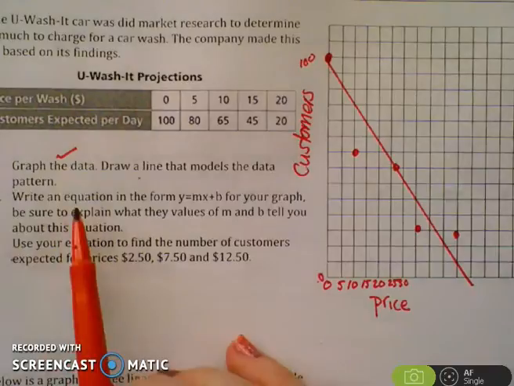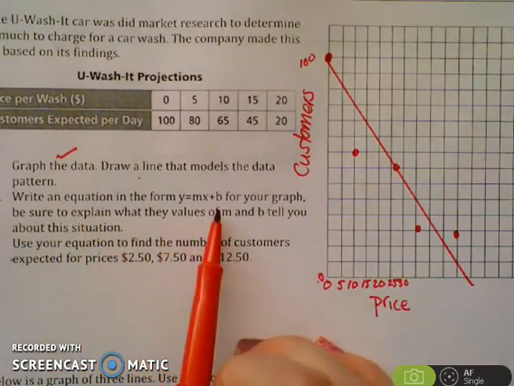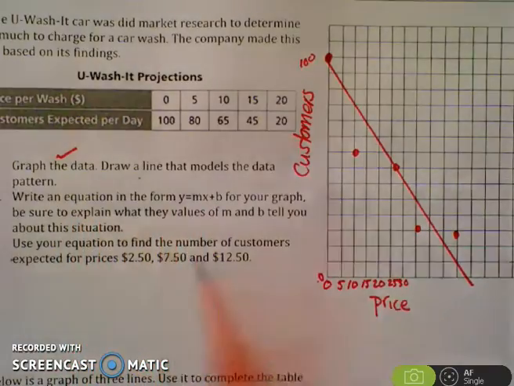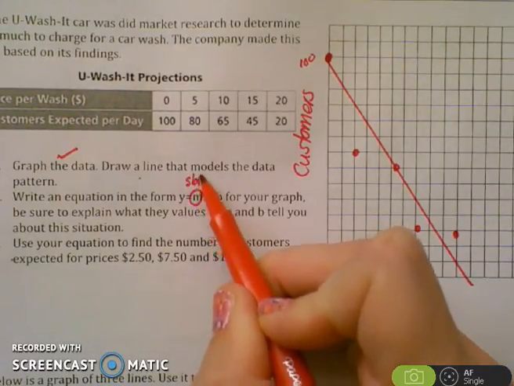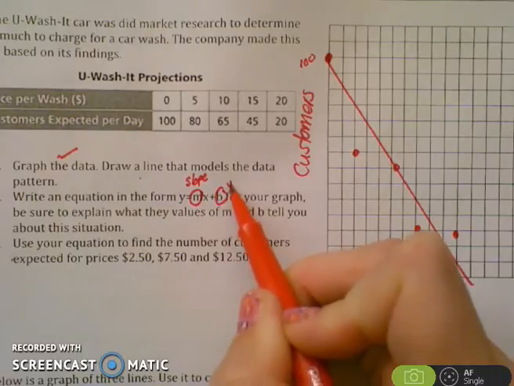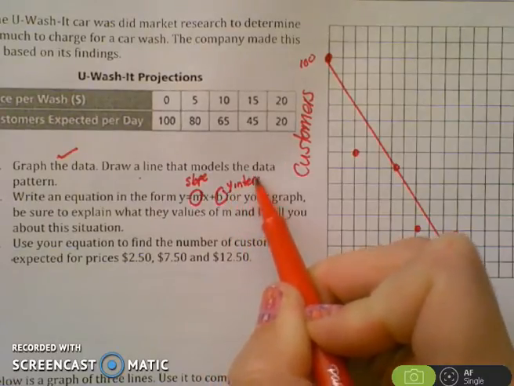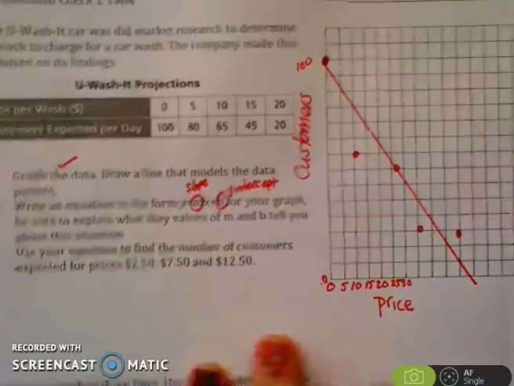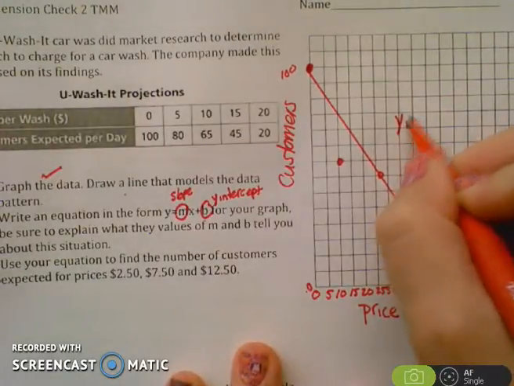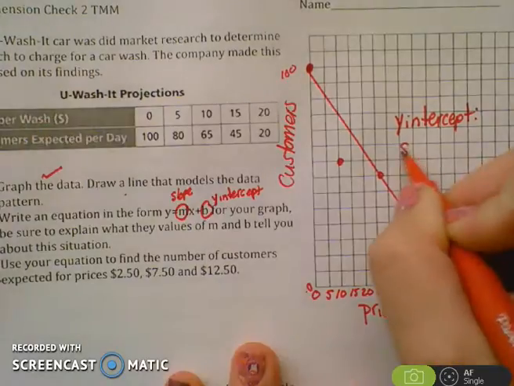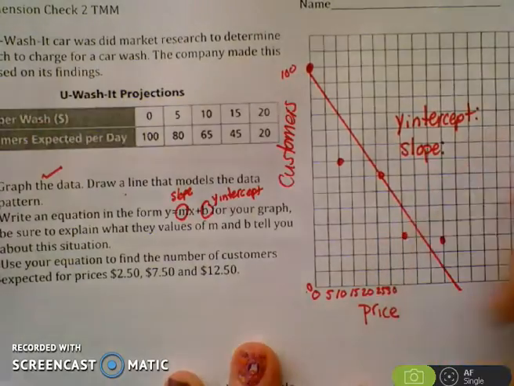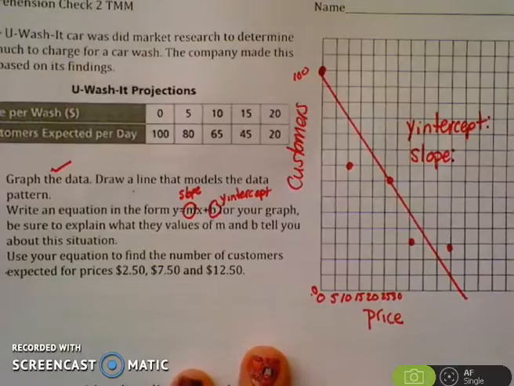So for part B, it says write the equation in the form y equals mx plus b for your graph. Remember, m is the slope and b is the y-intercept. So what you're going to need to do for your line is find your y-intercept and your slope and put it into an equation. Good luck!